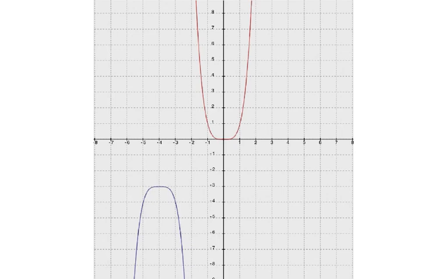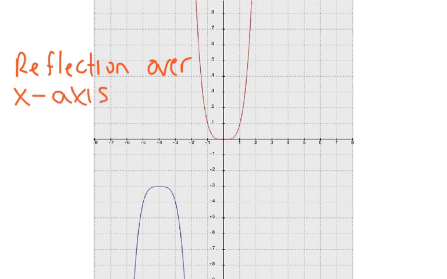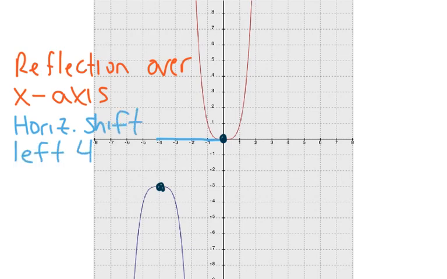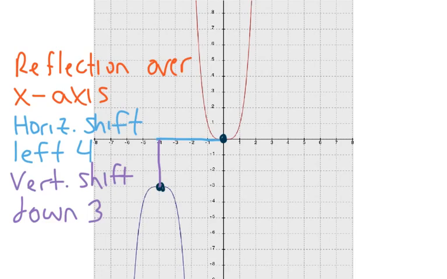Okay, let's do another one. So on this one, we still have the parent function, which is red, but now my graph is upside down. So not only was it shifted down and to the left, but it was also reflected over this x-axis. So there's actually 3 things we need to notate here. So let's go ahead and write the reflection. So we say reflection over x-axis. Then the shift to the 1, 2, 3, 4. Looks like it's shifted to the left 4. So we say horizontal shift left 4. And a vertical shift down 3. And you have described the transformation from the red graph to the blue graph.